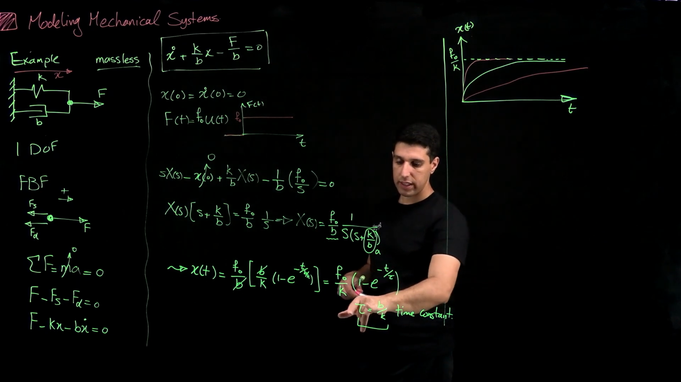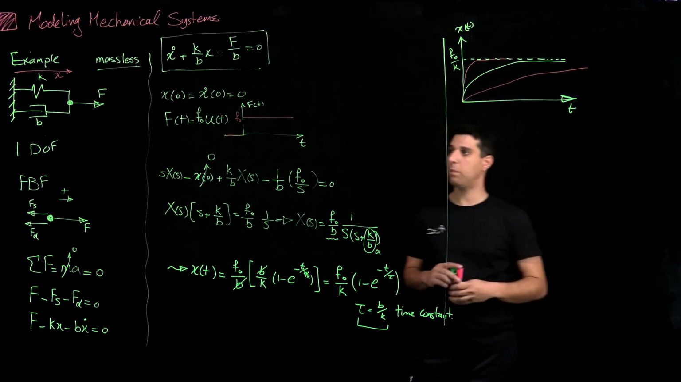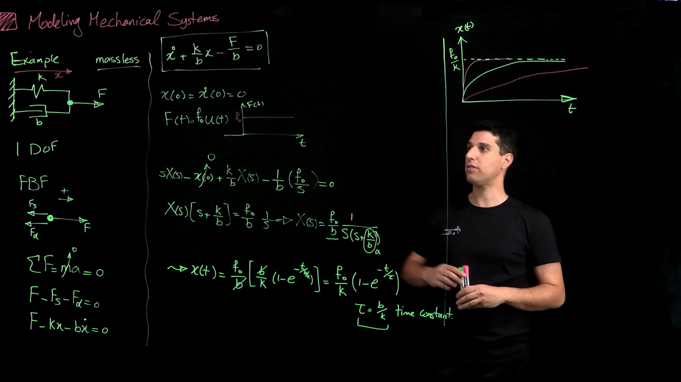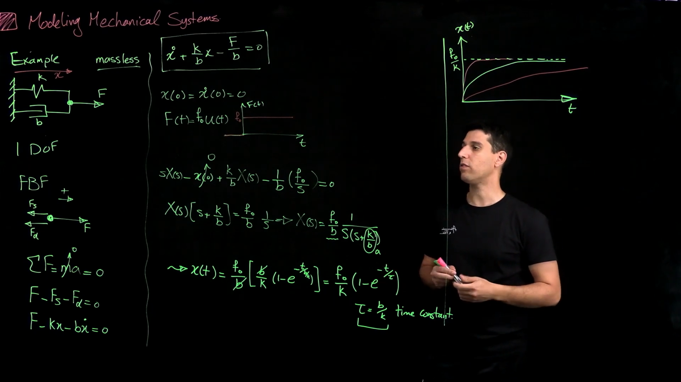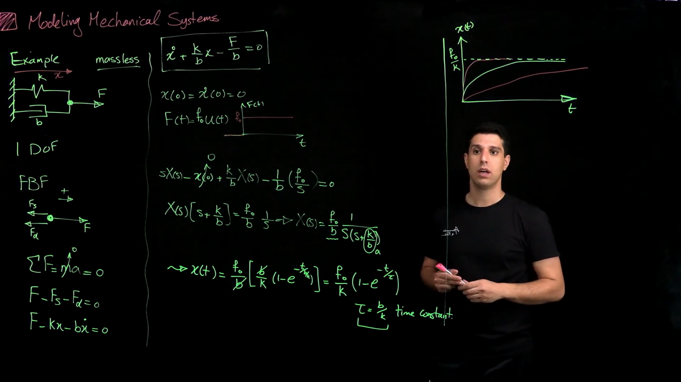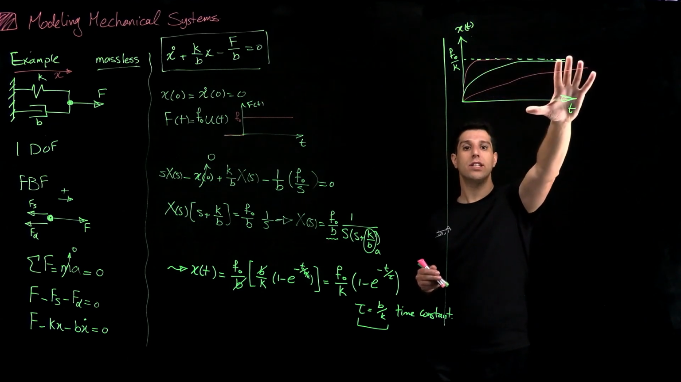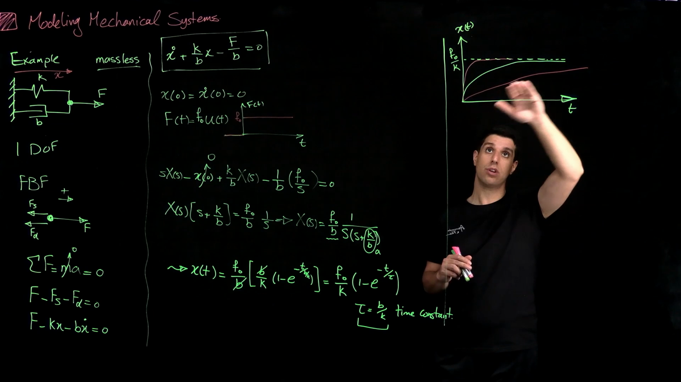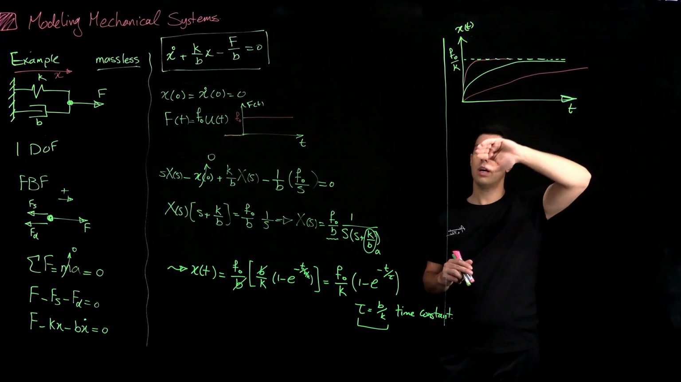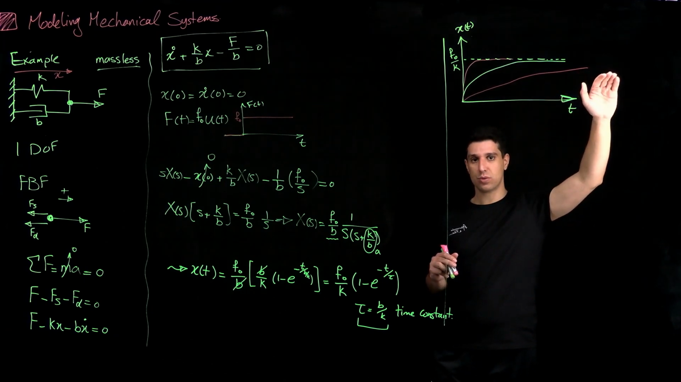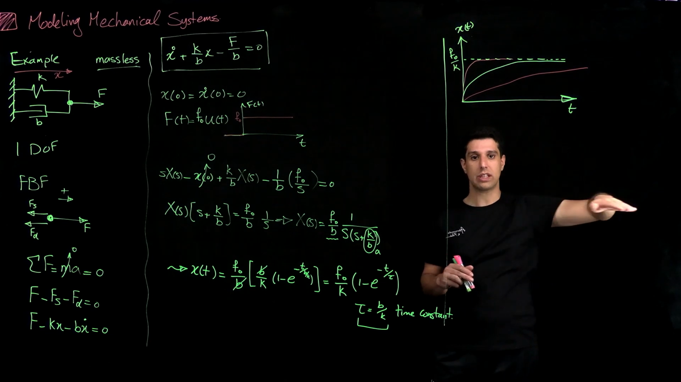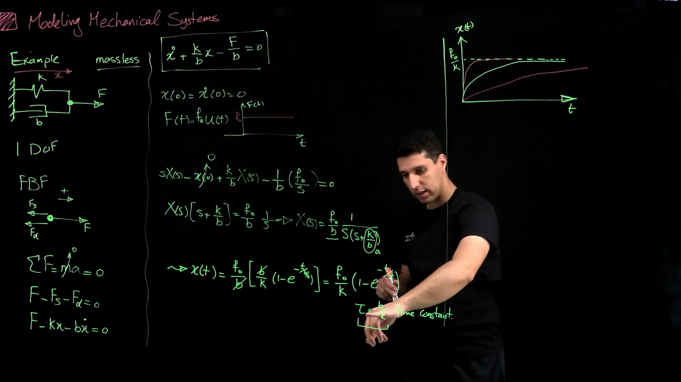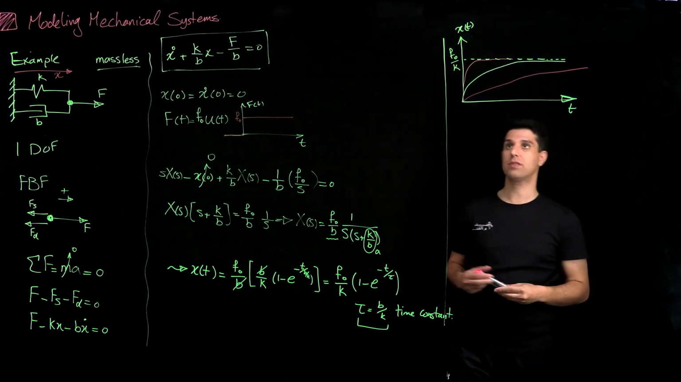And this is a very common parameter in first order differential equation systems, all of which have this generic form of exponential, asymptotic to a certain value, or exponential decay with a time constant of this form.